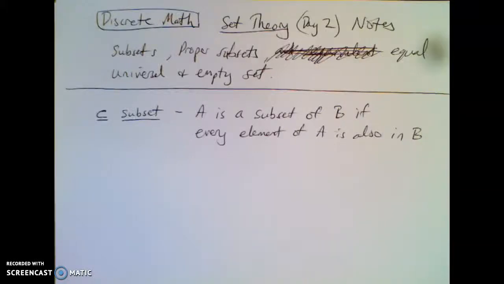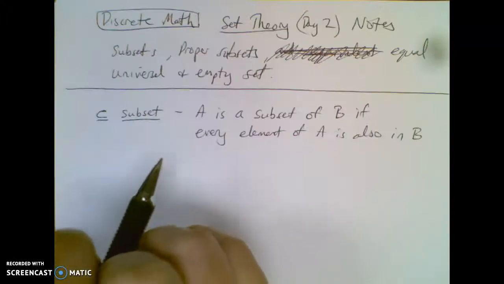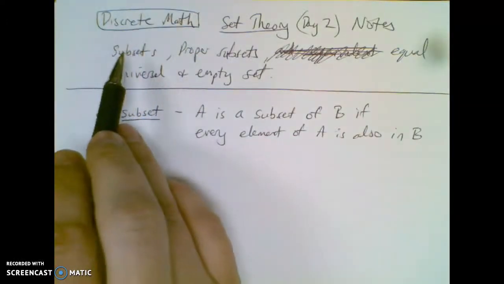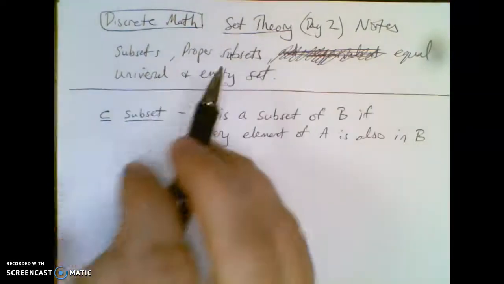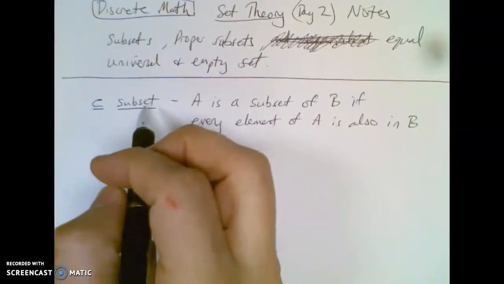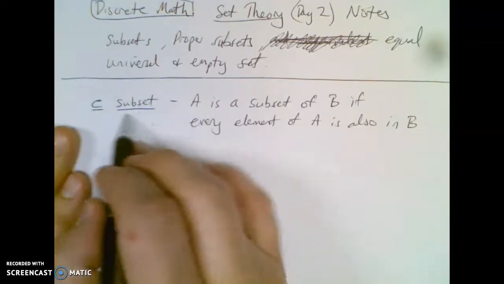All right, so today is day 2 of set theory notes. Yesterday was pretty easy. This one is about subsets, proper subsets, equal sets, universal and empty sets. So the first little term we need to know, and symbol, is a subset.